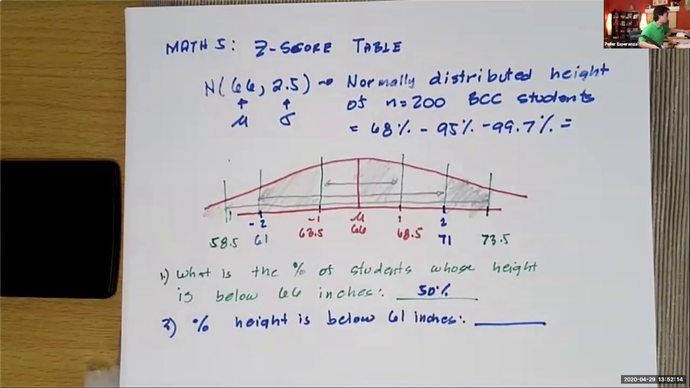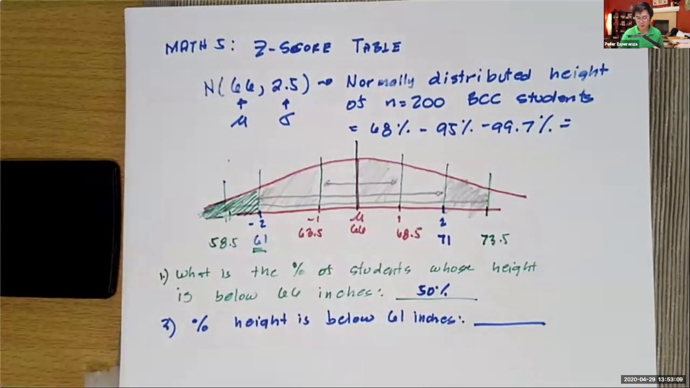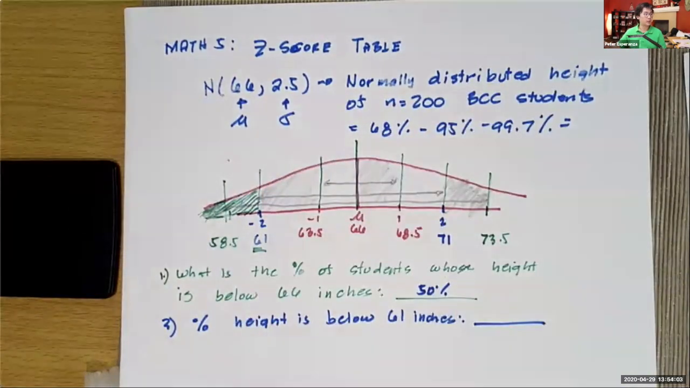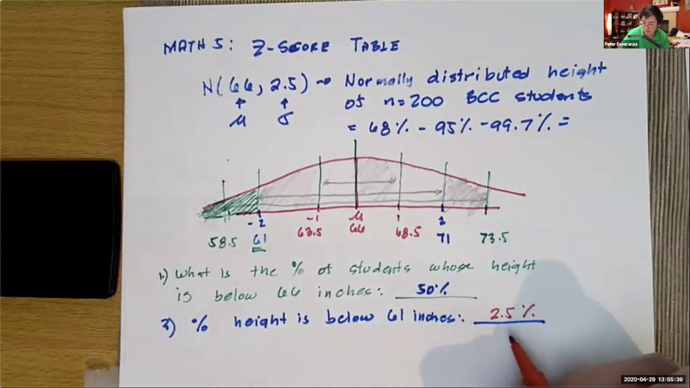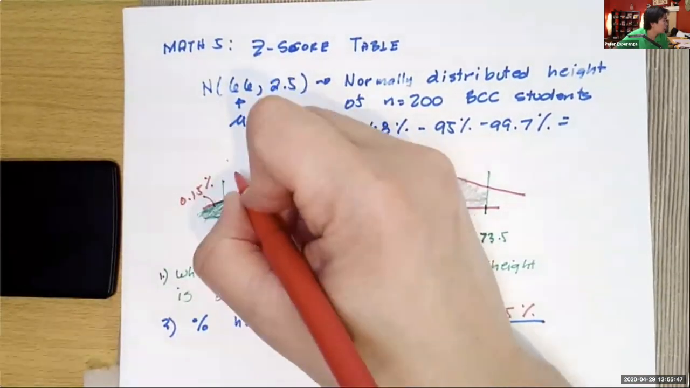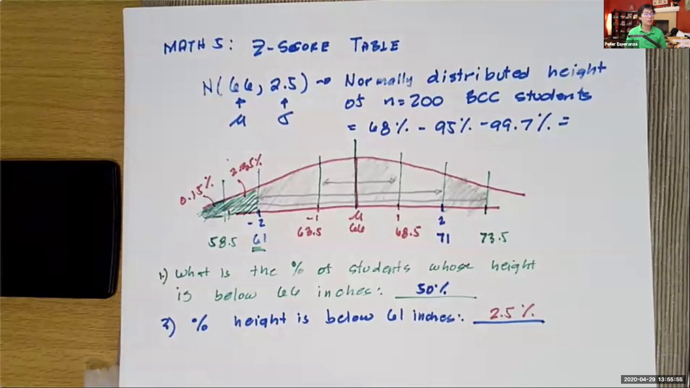Then what if I want to know, how are you going to compute for students whose height is below 61 inches? If it's below 61 inches, that means this is 61. Is it 2.1%? You are adding the area here and the area right here. So it should be 2.5%. For those of you who do not understand the 2.5%, remember in the modified version, we have 0.15% and 2.35%. Those are the 2 areas under the curve that you're going to add. This area is 0.15% and this area is 2.35%, and you add them up and it's equal to 2.5%. So that's basically how we got 2.5.